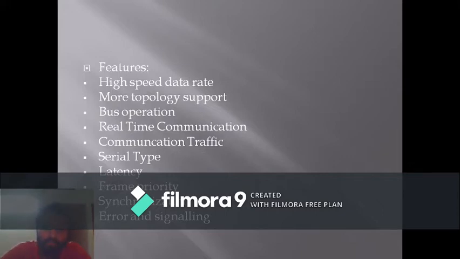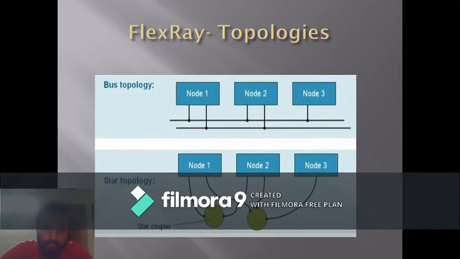Then when we look into topologies, as mentioned earlier, it has three topologies mainly: bus topology, star topology, and hybrid topology. In bus topology, it is a normal bus topology, same as the CAN bus. In this topology, a single node can be connected to one or more channels at a time. It is shown in the figure, where two nodes are connected to two channels, and node 3 is connected to one channel.